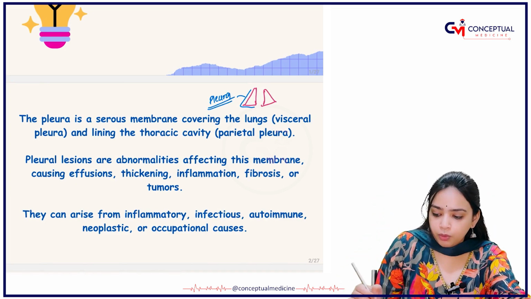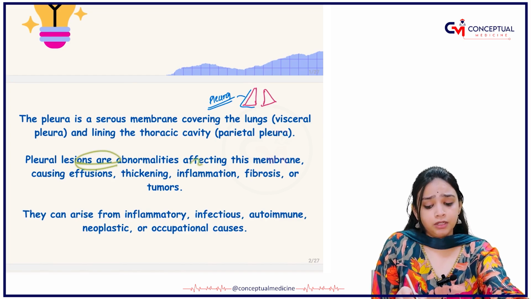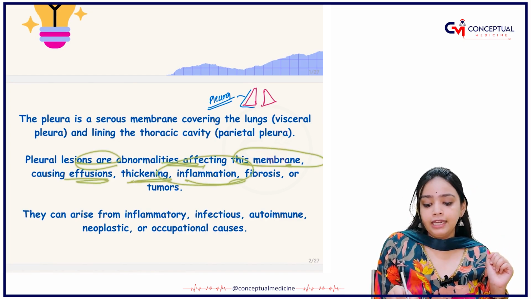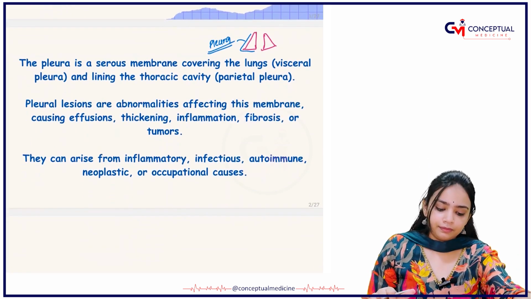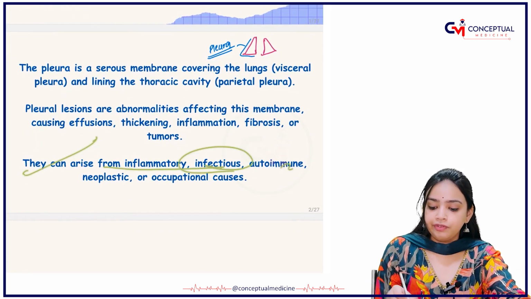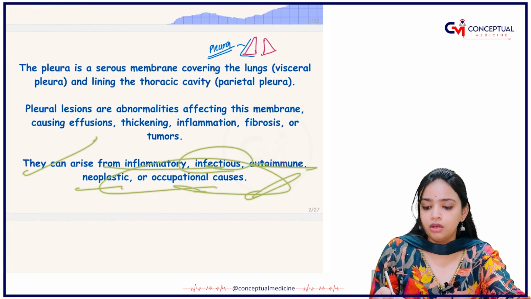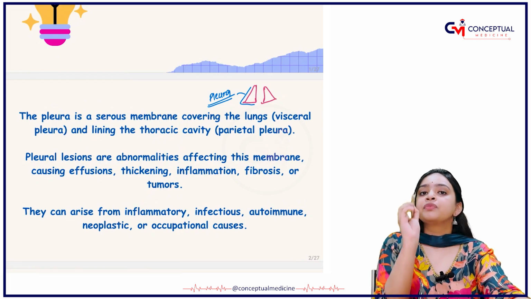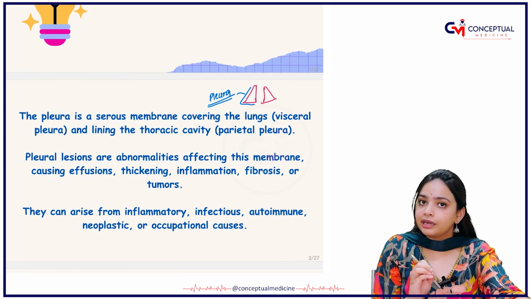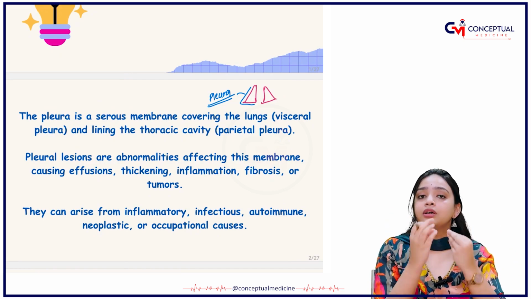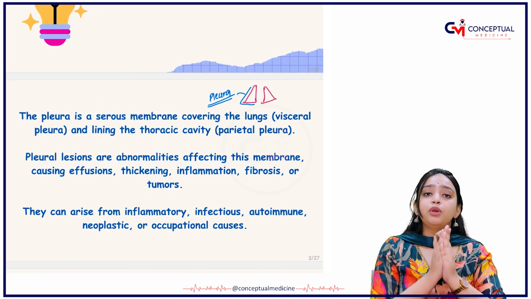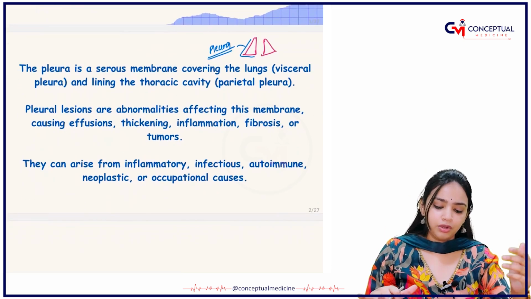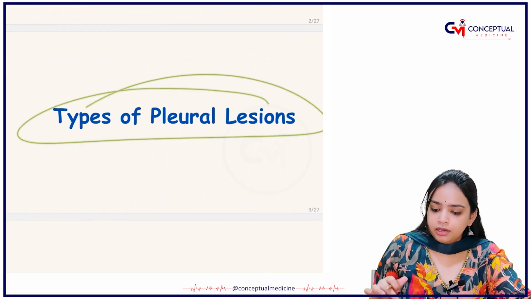Okay. So what are pleural lesions? Lesions are the abnormalities affecting the membrane causing effusion, thickening and inflammation. They can arise from inflammatory, infectious, autoimmune, neoplastic or occupational causes. So we have seen what is pleura. You have also seen it in your anatomy lectures. If you are not very well versed with the anatomy of your lungs, I must suggest you should go and watch your anatomy lectures. Okay. Let's see what are the pleural lesions you have.